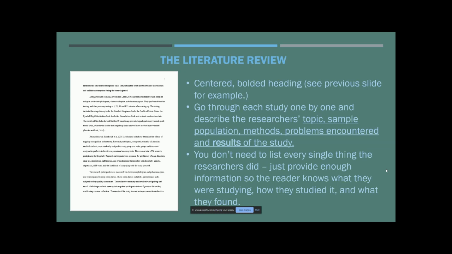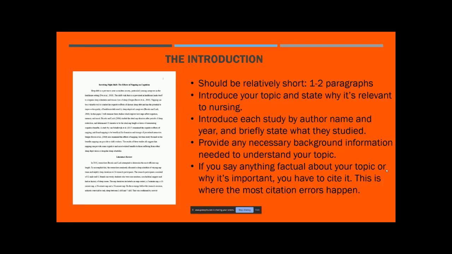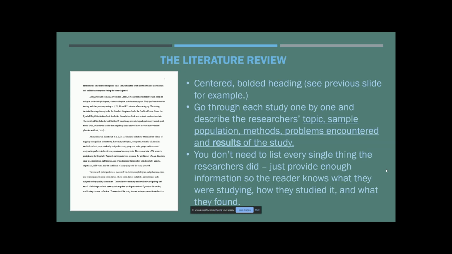The next section after that is the literature review. This is the section where you're going to be describing each study and sort of what they learned. So you're going to have a centered bolded heading like on this last slide here. You can see it halfway down the page. And then you're going to have just a paragraph or two about what the authors' question was, what their sample population was, what methods they used, and any problems they encountered, any obstacles, and then just sort of what the results were.